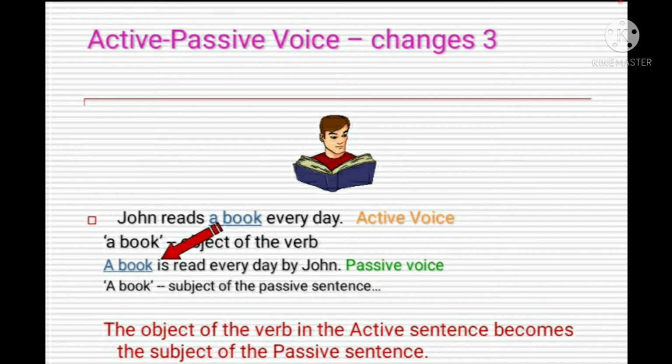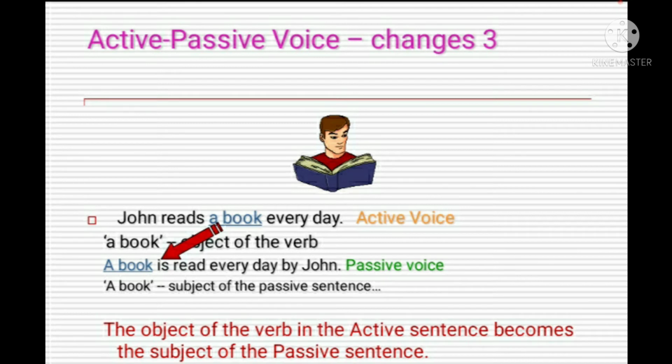That is active voice. What is the book now? Book is the object of the verb. A book is read every day by John becomes the passive voice. Therefore, in the passive voice, a book becomes the subject of the passive sentence. Therefore, the object of the verb in the active sentence becomes the subject in the passive sentence. I am sure you would have understood by going through these examples.